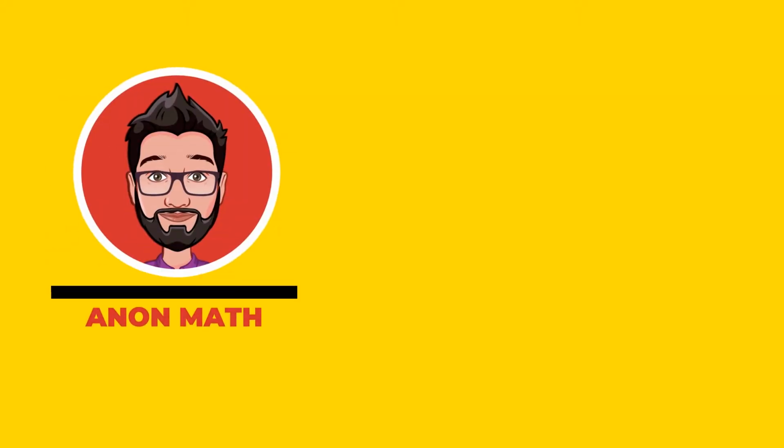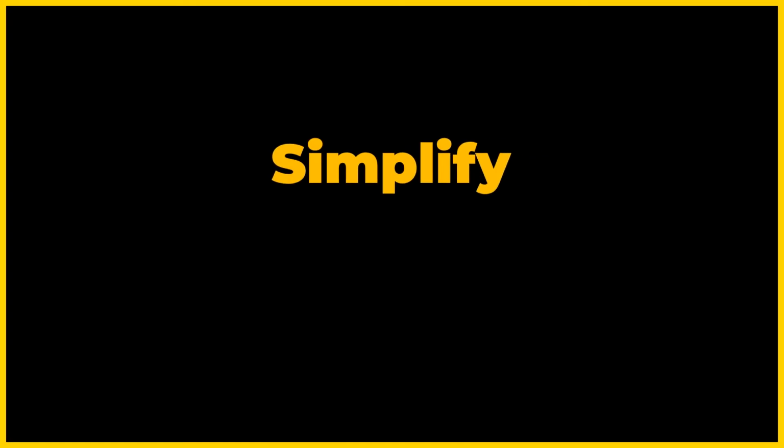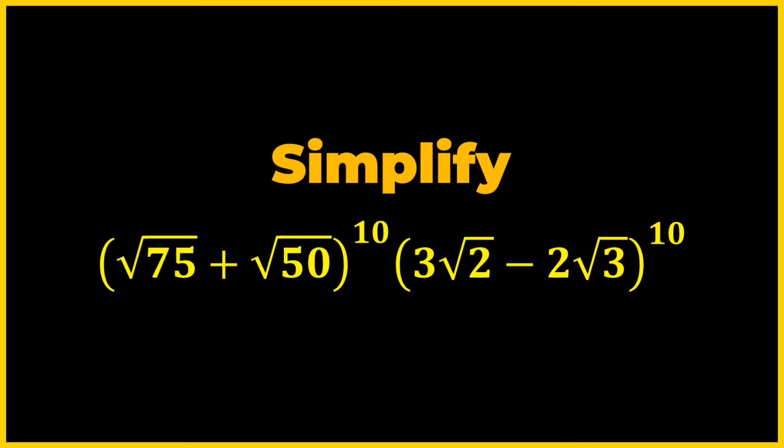In today's video, we're going to be simplifying a radical expression. The expression is (root 75 plus root 50) to the power of 10 times (3 times root 2 minus 2 times root 3) to the power of 10. And as I said before, we're going to be simplifying this expression.